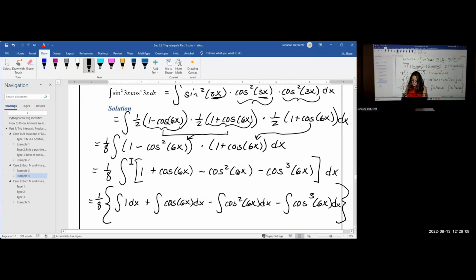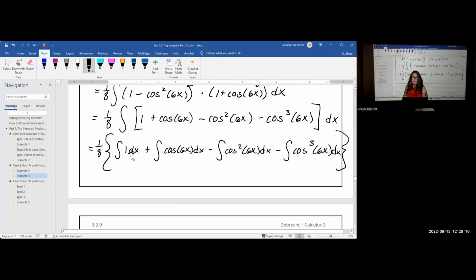Now, how are you going to integrate these? You'll notice that this one is really long and really complicated. Yeah, it is, all right? These are not fun ones. These are ones that just go on for a couple of pages probably. The first integral we can integrate directly. It's just going to give us x. The second integral, you need u substitution. U is 6x, du is 6 dx, so dx is du over 6.